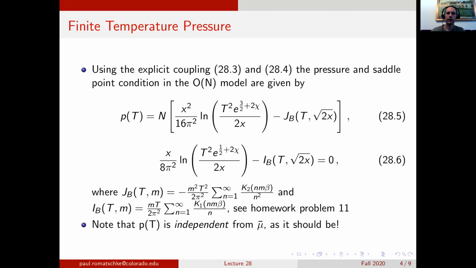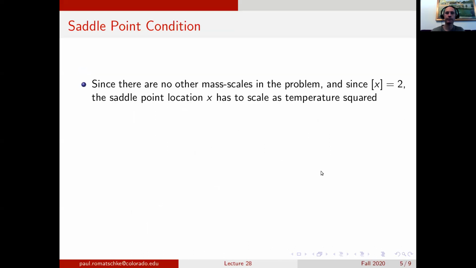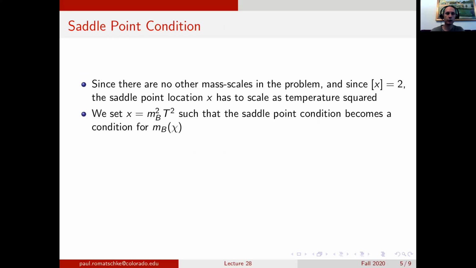So just backing up one slide, if we want to get a solution to the saddle point condition here, we find that X has mass dimension 2. So the only other dimensionful parameter in this equation is the temperature. So we can already say that X has to be proportional to temperature squared. So we can use this result to write X as temperature squared times a dimensionless number MB.